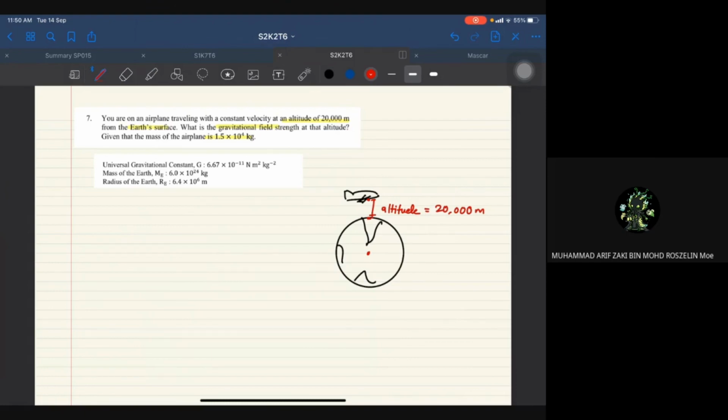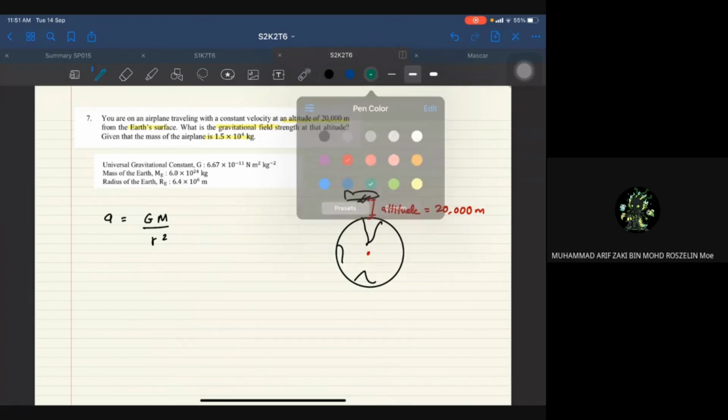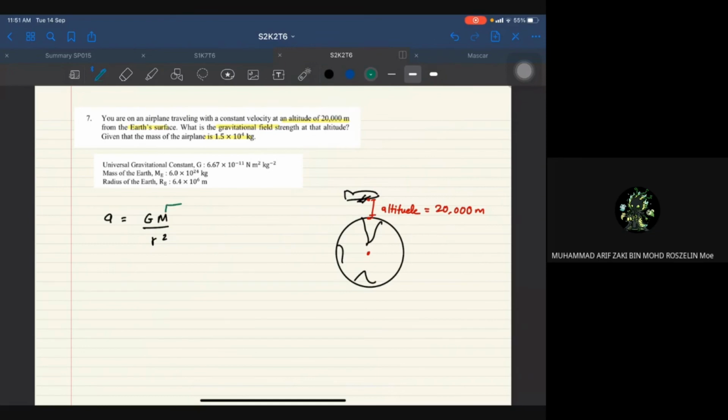Okay, what is the gravitational field strength at the altitude? So, if you want to calculate gravitational field strength, formula apa kamu nak pakai? A, right? Okay, saya tanya, saya jawab. Okay, now, mass would be mass of apa here? Mass apa saya nak pakai dalam ni? Adakah saya nak pakai mass of the earth ataupun mass of the aeroplane? Dari satu mass ya? Aeroplane.